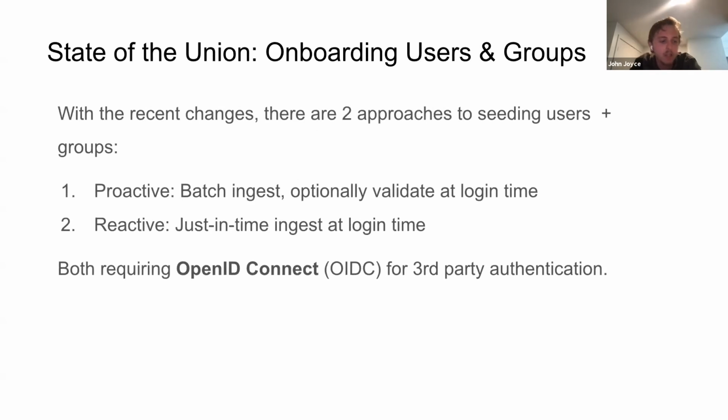So I just want to quickly give an overview at a high level of user and group management in DataHub. There's two paths to seeding users and groups into DataHub. The first is what we call proactive, which is basically you're batch ingesting users and groups from some third-party system, some external system like Okta or AD. And we actually now provide the ability to validate that that user has already been ingested at login time. So basically, you can go into Okta and maybe only ingest 20 users that you want to use as your beta users. And when they log in, they will either be allowed or denied based on if they're already in the system. So that's the proactive approach.